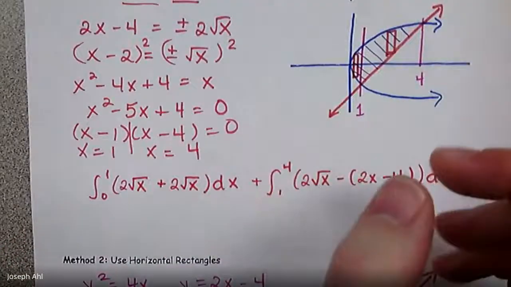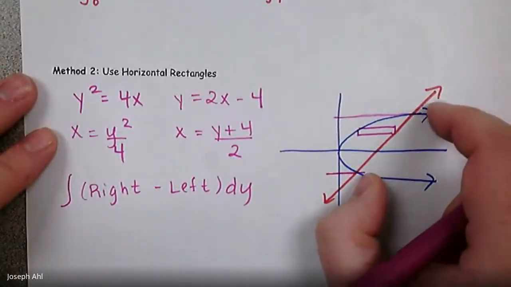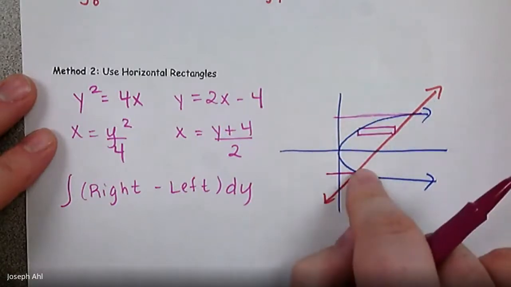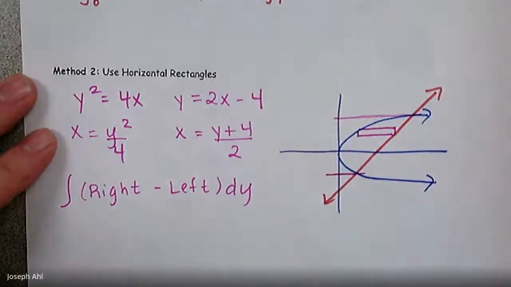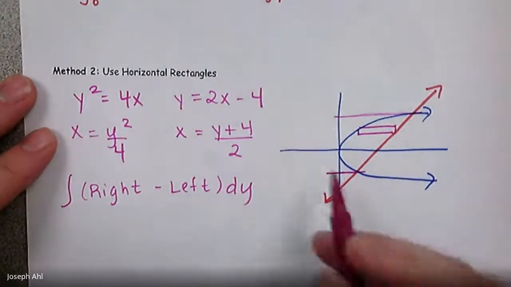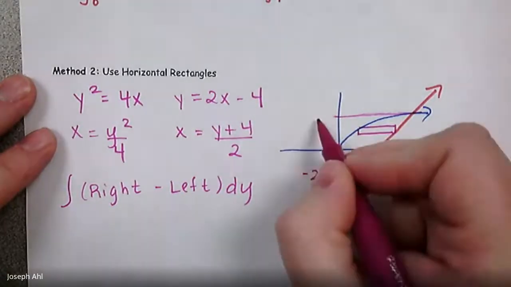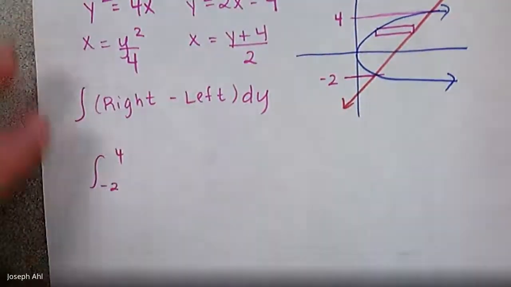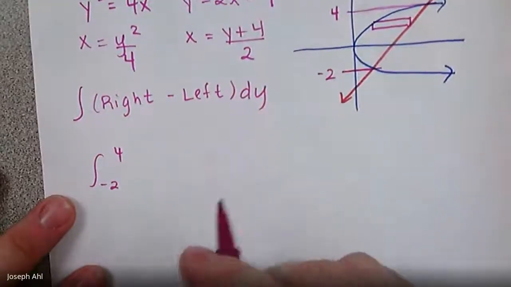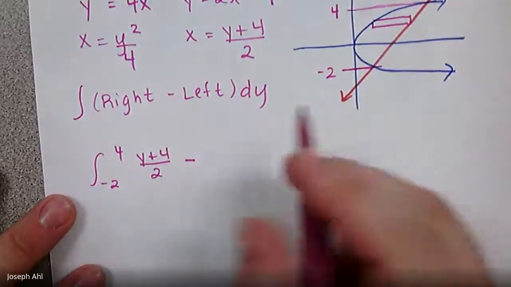But hopefully you can see why it's a little less complicated to do it this way, because you don't have to break this up. The right curve, the y plus 4 over 2, is always to the right of y squared over 4 over this interval along the y-axis. So to find these y values, you can plug in the x bounds and figure out what y equals at those values, but this would be at -2, and this would be at +4. So you're going to integrate from -2 to 4, the right curve, which is y plus 4 over 2, minus the left curve, which is y squared over 4.